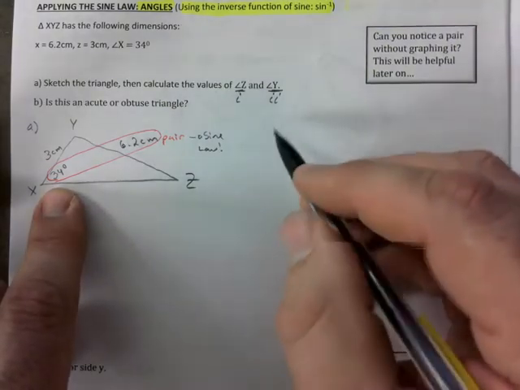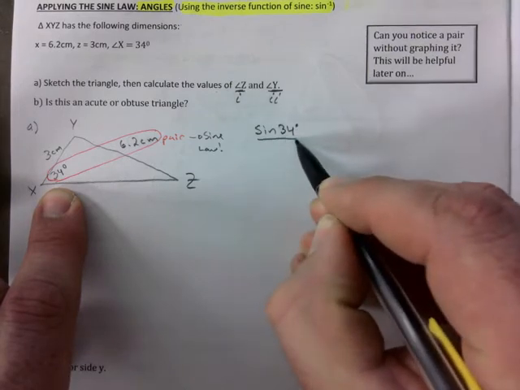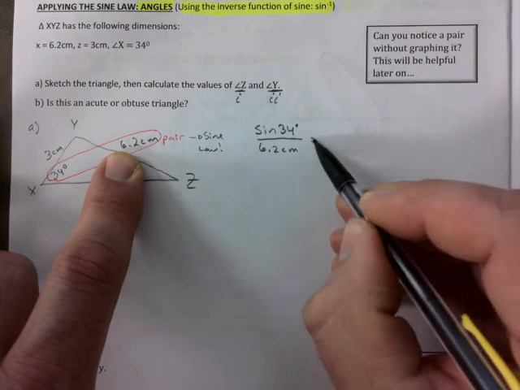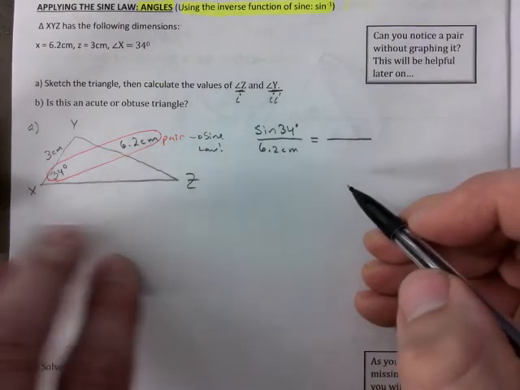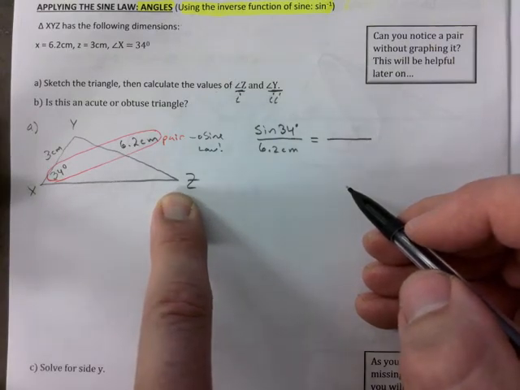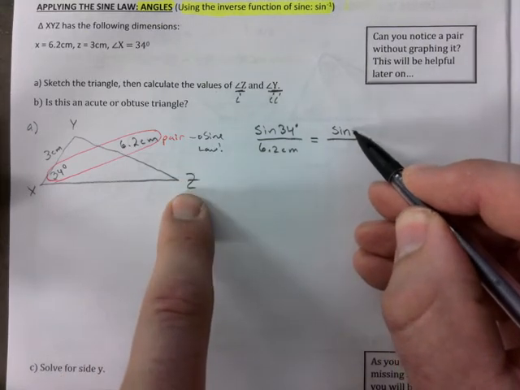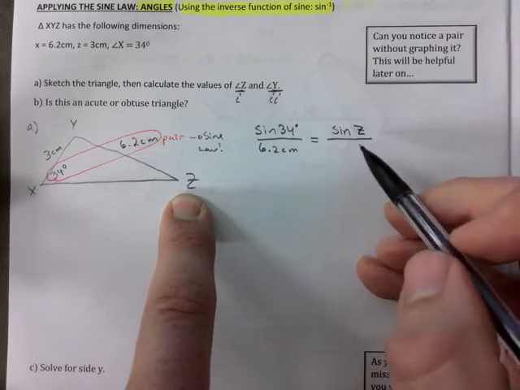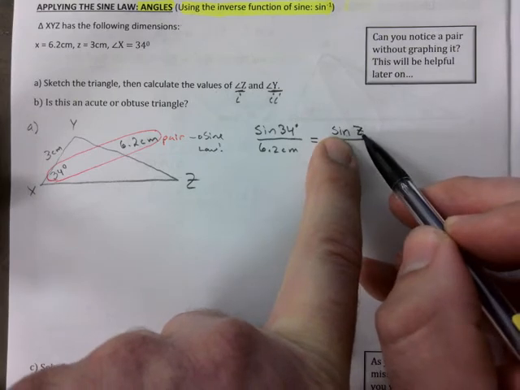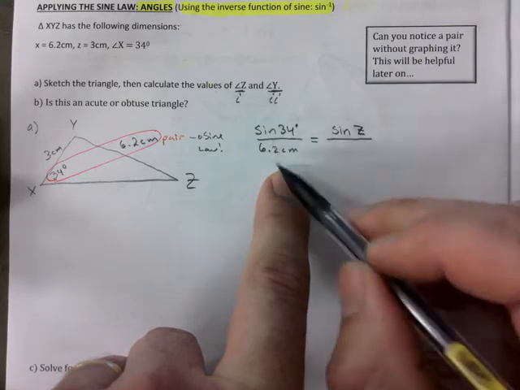And I'm in fact going to start with it already. Sine of 34 degrees over 6.2 centimeters. Okay? And I'm going to go equals. They're asking me to solve for angle Z here. So watch how this goes. The sine of angle Z. Please do not just put Z up here. That's a common mistake. Sine and the angle, they need to be glued together. You can't just have an angle show up out of nowhere when you're solving it like this.